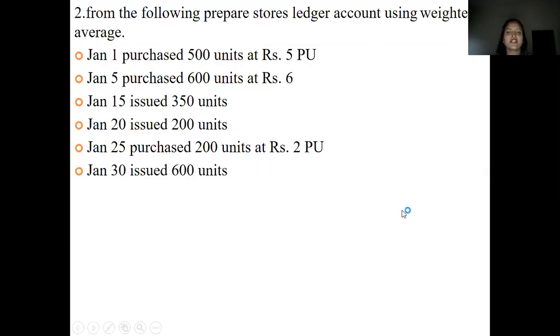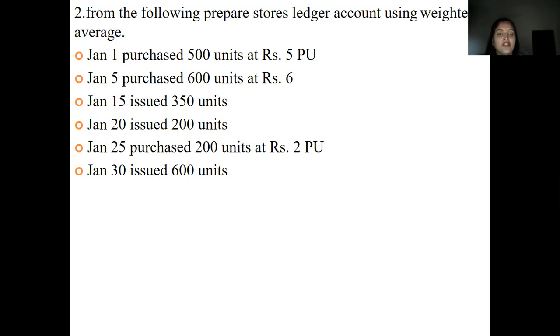Now, let us move on to the next problem. The same way you need to calculate. From the following, prepare the store's ledger account using weighted average. On January 1st, purchased 500 units at rupees 5 per unit. On January 5th, purchased 600 units at rupees 6 per unit.